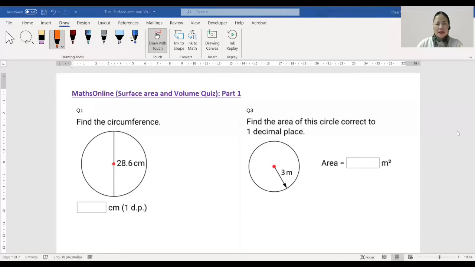Today's lesson is revision on surface area and volume quiz from Maths Online. Question 1, find the circumference. Circumference is the distance round the shape, in this case a circle. What's the formula for circumference? C equals 2 pi r. R is the radius, so we need to find the radius.